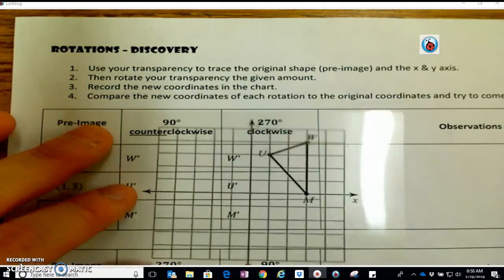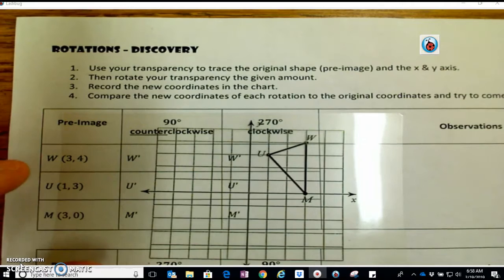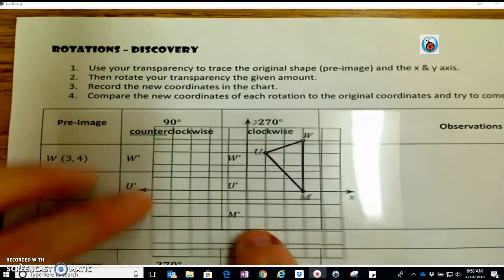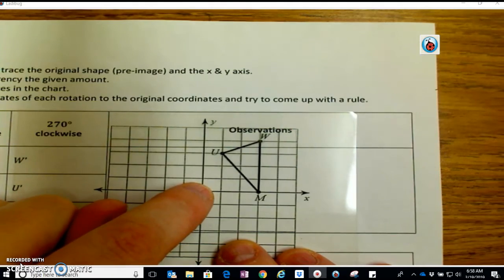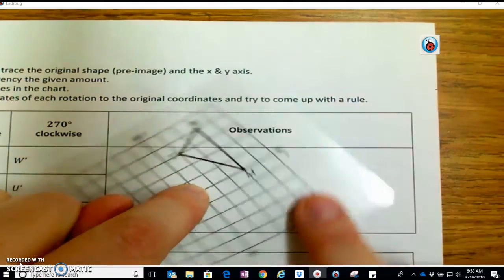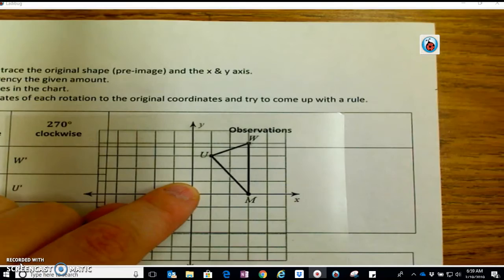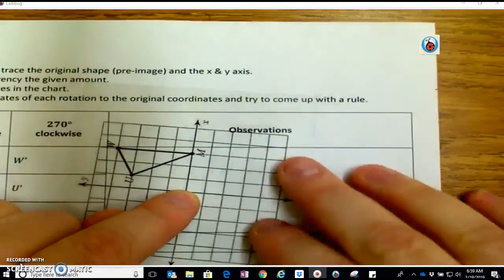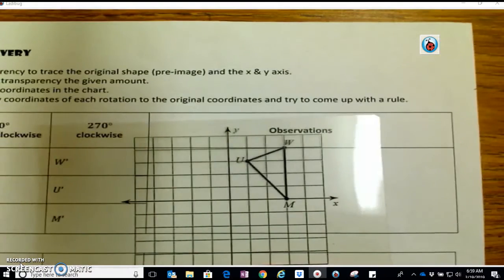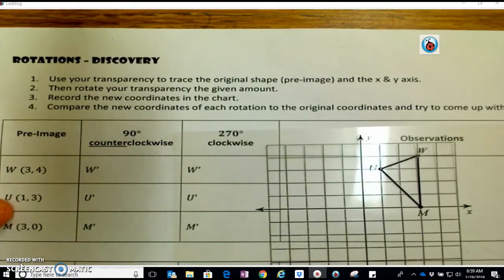The only kind of rotation that we are going to be dealing with is called a rotation about the origin. So I'm literally going to put my finger on the origin and turn my shape. We're going to be working in increments of 90 degrees because that's something we can visually see and line up. So I'm going to go through these steps.